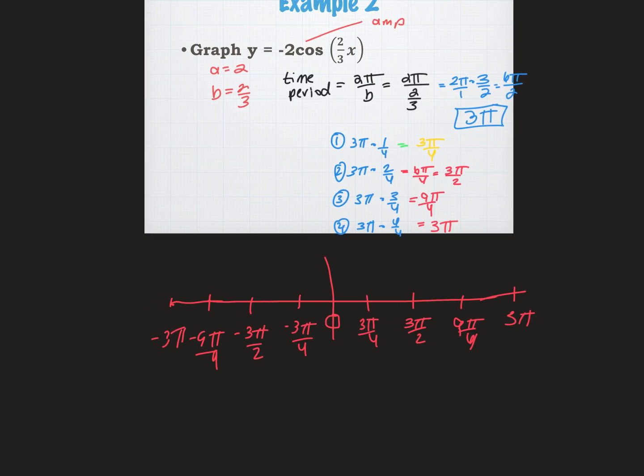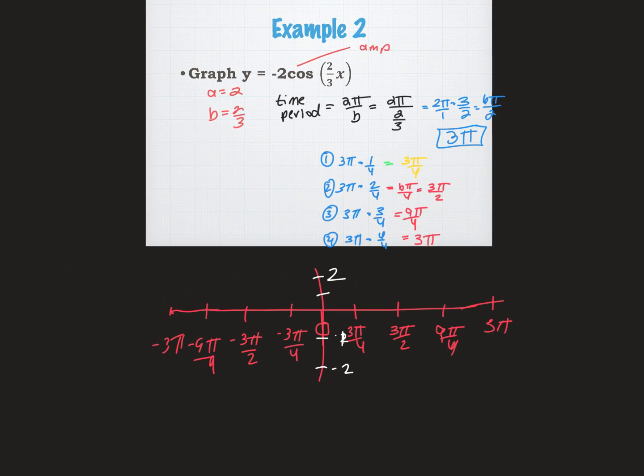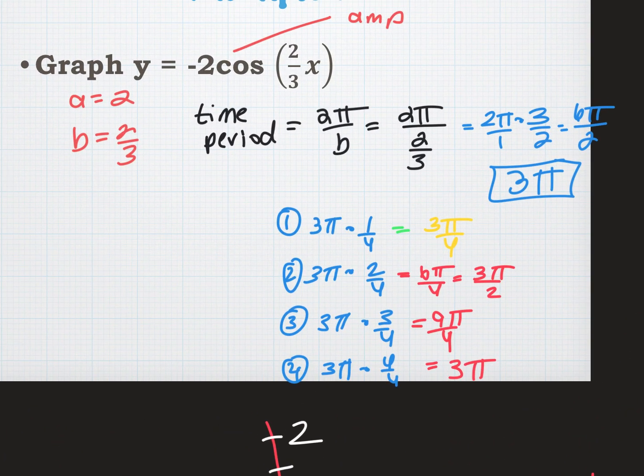What was my amplitude again? 2. So how high do I go? Up 2. How low do I go? Down 2. Okay? -1, -2. Now this is why I think it's really important at the beginning to say, hey, where do I start? Where does my graph start? All right, guys, so remind me again, where does this graph start? Are we starting at the axis or at the amplitude? We're starting at the amplitude.